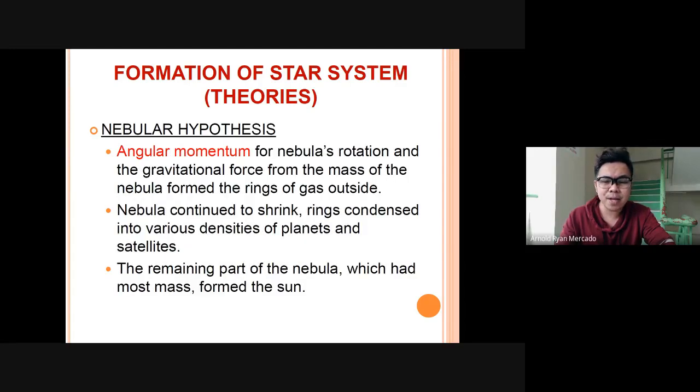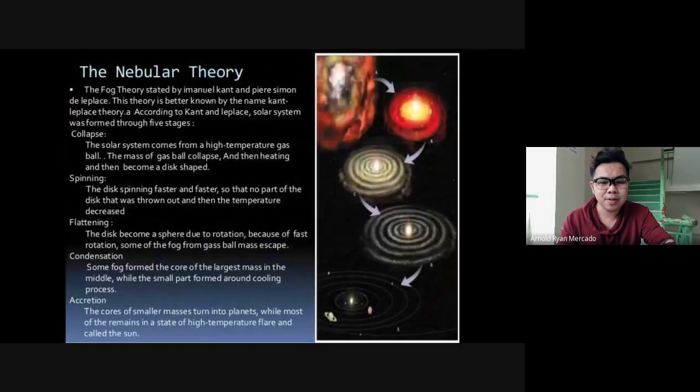In angular momentum, yung nebula rotation and the gravitational force from the mass of the nebula form the rings of gas outside. Yung mga nebula na yon nagtuloy-tuloy na lumubog, then the rings condense into various densities of planets and satellites. Tapos yung mga natirang nebula, ito yung makikita na lang natin na nag-form papunta para mabuo yung sun. So ito yung nebular theory, no?